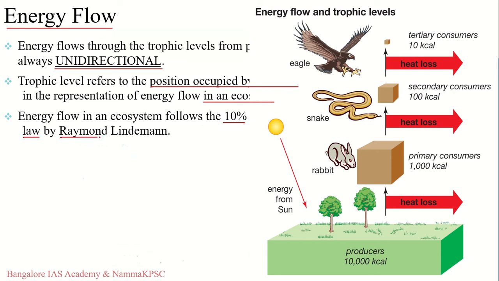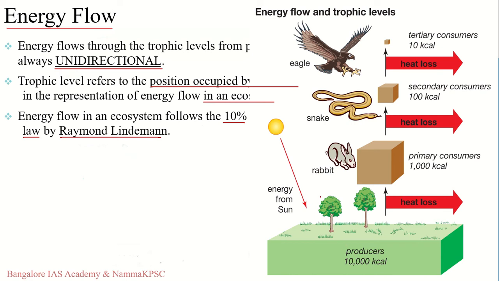Say, for example, you consider this image on your right hand side. You have plants or trees which use the energy received from the sun to produce food. Now, the earth receives a lot of energy from the sun, but obviously not all that energy would be used.